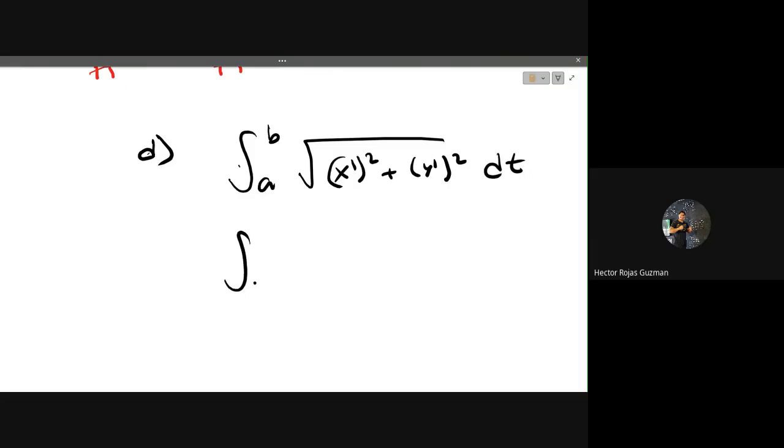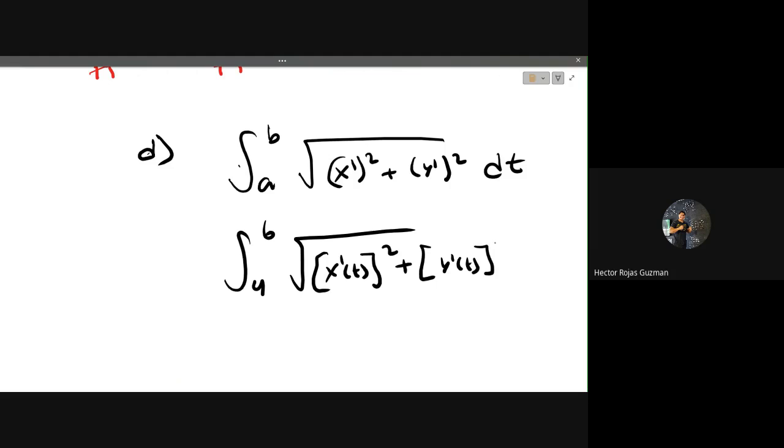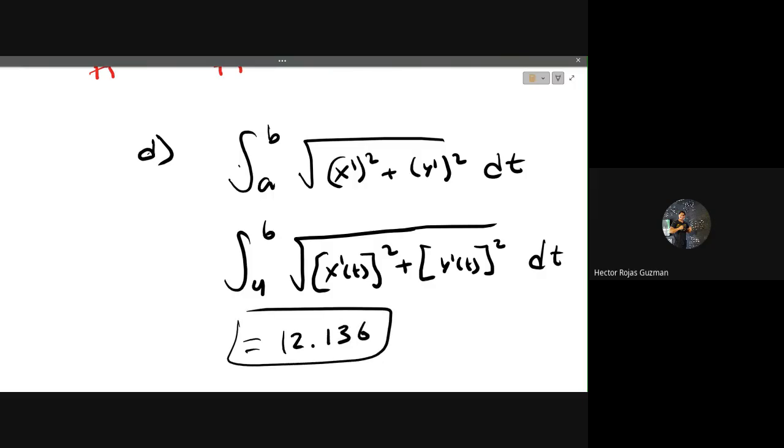The integral from 4 to 6, you can even leave it like that, but I'll write it better. X prime of t plus y prime of t. Type it up in your calculator. You get 1.2, no, not 1.2. You get 12.136. 2 points. The setup, the answer.